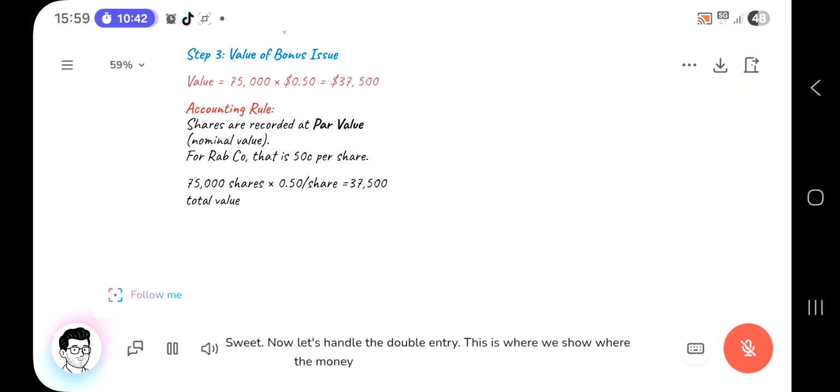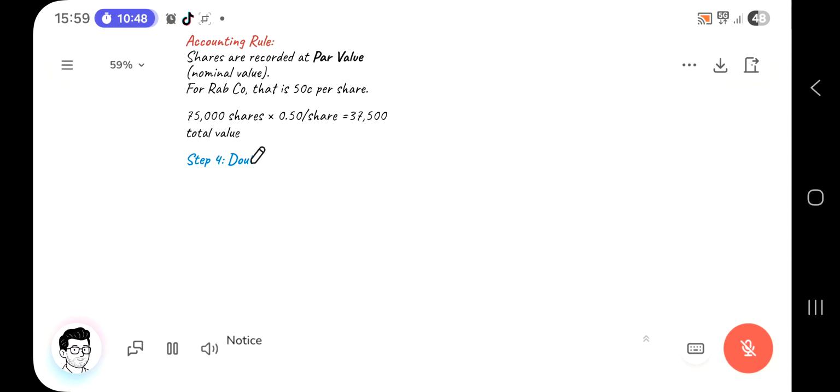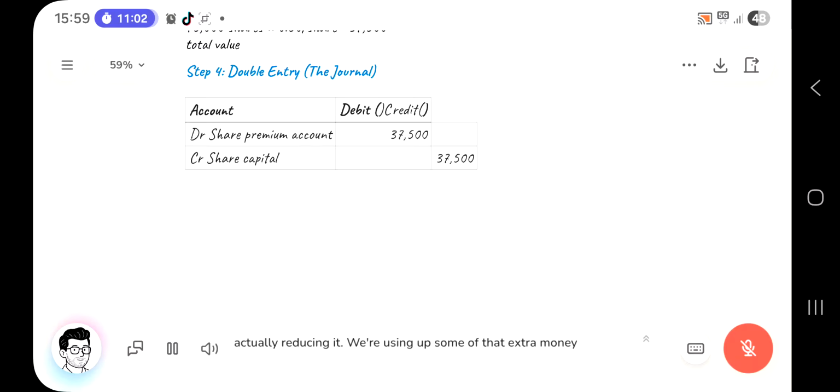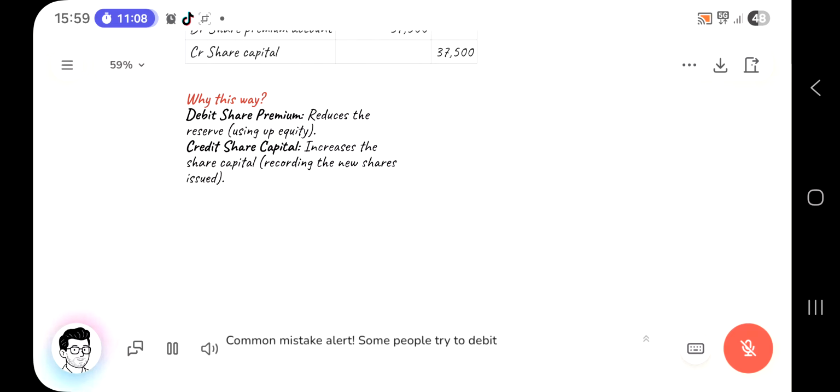Now let's handle the double entry. This is where we show where the money is coming from and where it is going. Notice we debit the share premium account. In accounting, reserves like share premium usually have a credit balance. So by debiting it, we're actually reducing it. We're using up some of that extra money we had tucked away. Common mistake alert. Some people try to debit retained earnings first. While you could do that, the rule is generally to use up share premium first because it's more restricted. Does the logic of the debit and credit click for you?